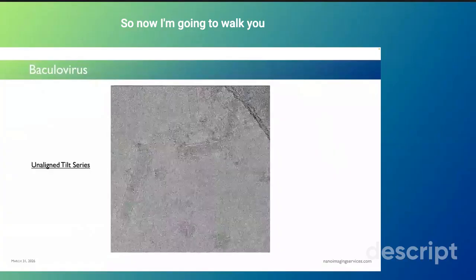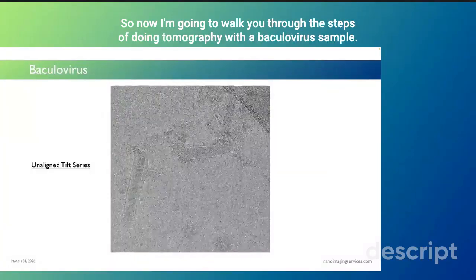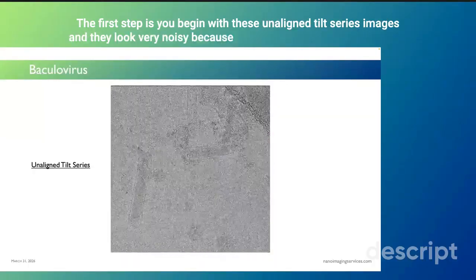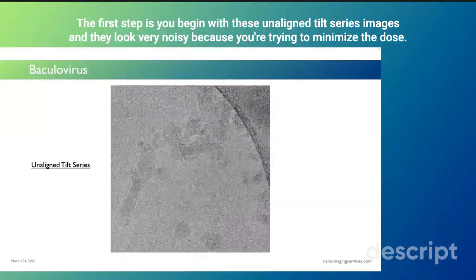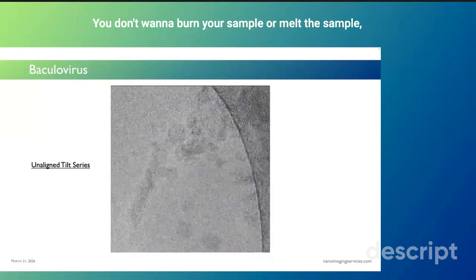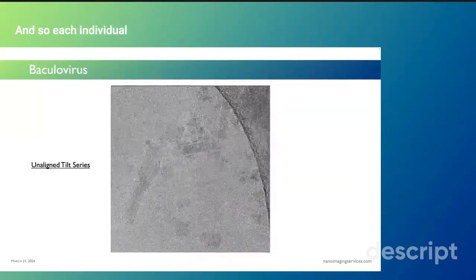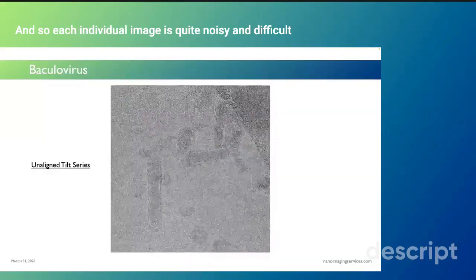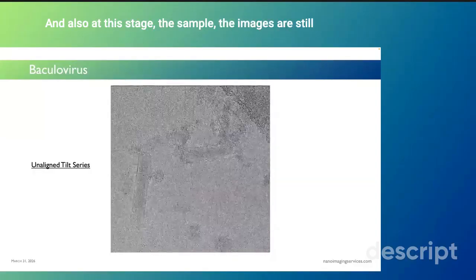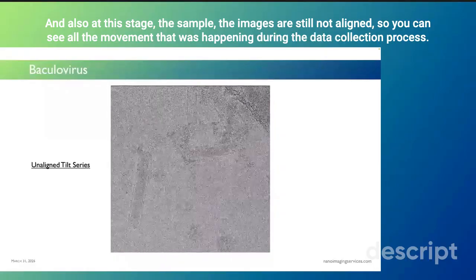So now I'm going to walk you through the steps of doing tomography with a baculovirus sample. The first step is you begin with these unaligned tilt series images, and they look very noisy because you're trying to minimize the dose to the sample because it's still cryo-electron microscopy. You don't want to burn your sample or melt the sample, and you have to spread the dose out across all these tilt images. And so each individual image is quite noisy and difficult to see the details of the particles. And also at this stage, the images are still not aligned, so you can see all the movement that was happening during the data collection process.